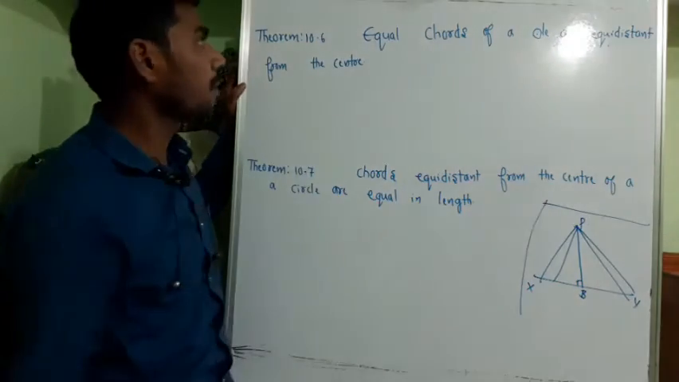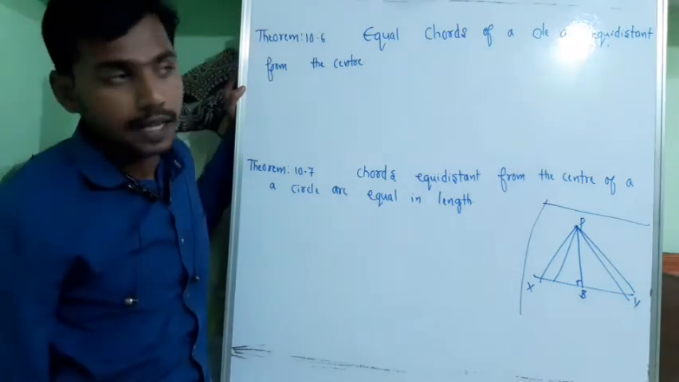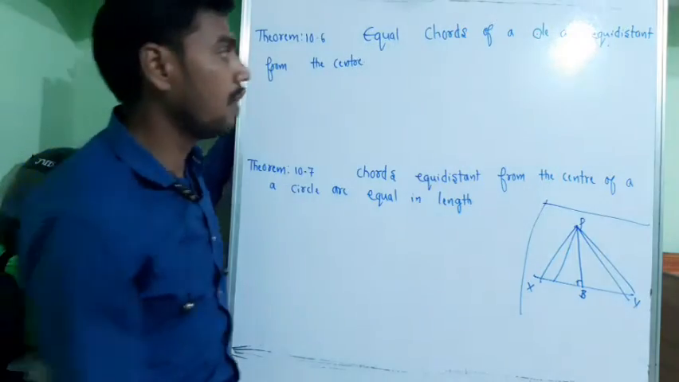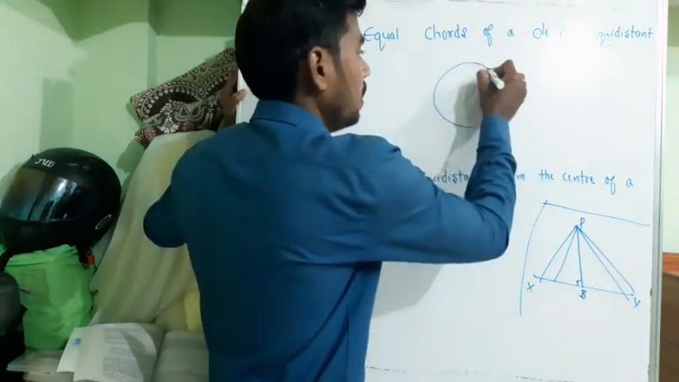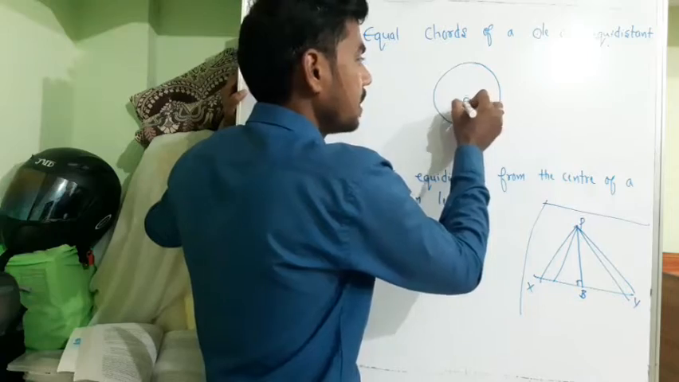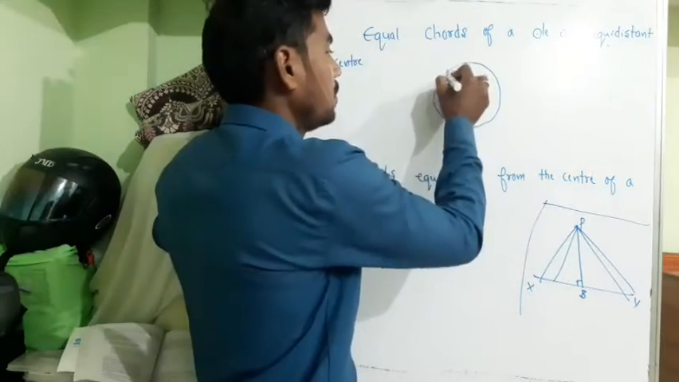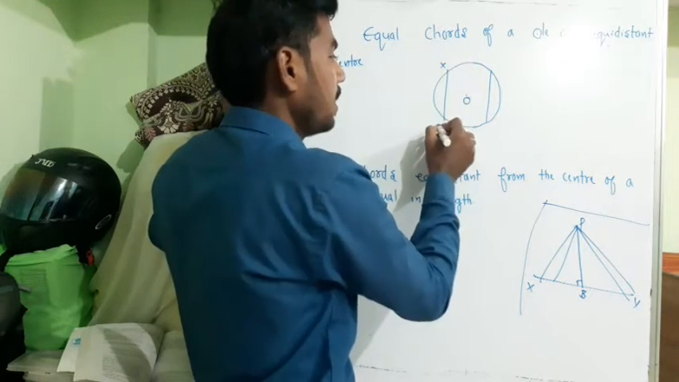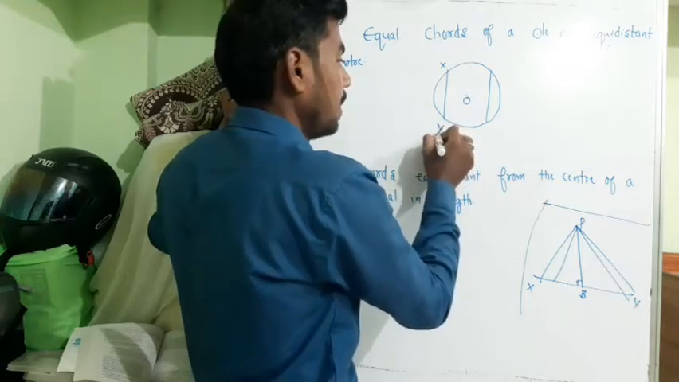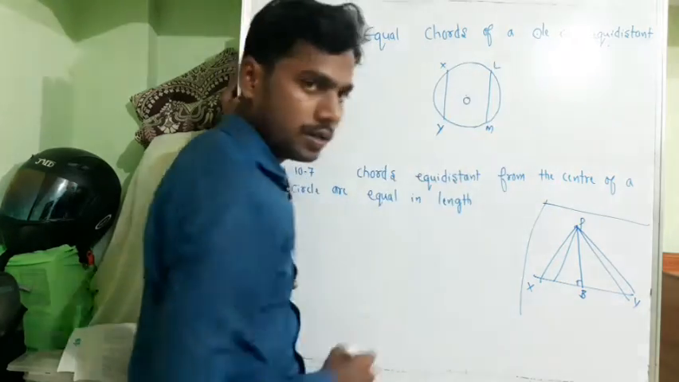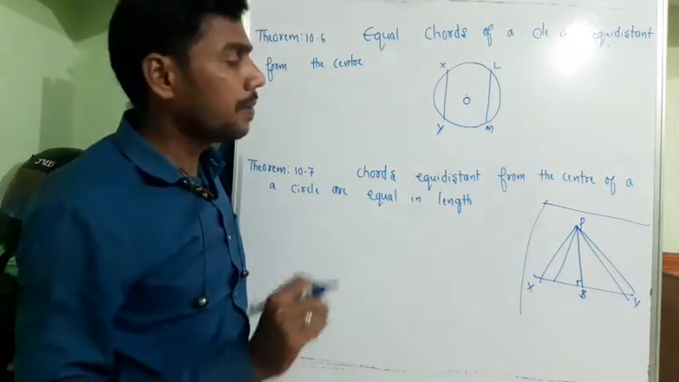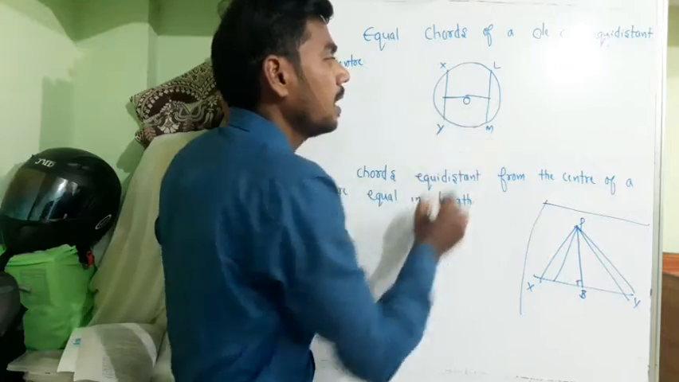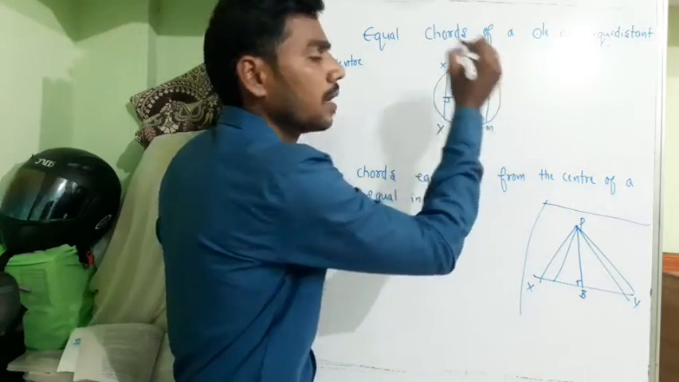Next we'll go to theorem number 10.6. What does it state? Equal chords of a circle are equidistant from the center. What does it mean? See, suppose this is a circle, let O be the center. Suppose XY and LM are the two chords which are equal in length. If they are equal in length, then they are equidistant from the center.